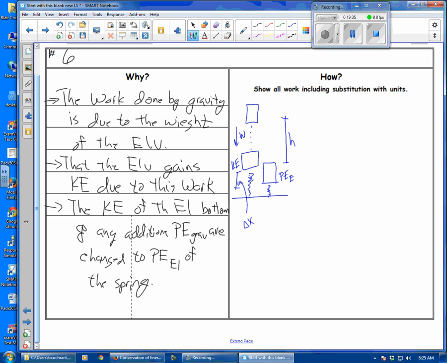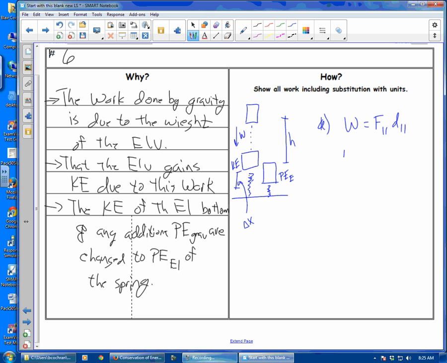So for part A, the work done on it is the force and the distance, right? So the work done by gravity is going to be the force of gravity, mg, and the distance it works through, h, right?